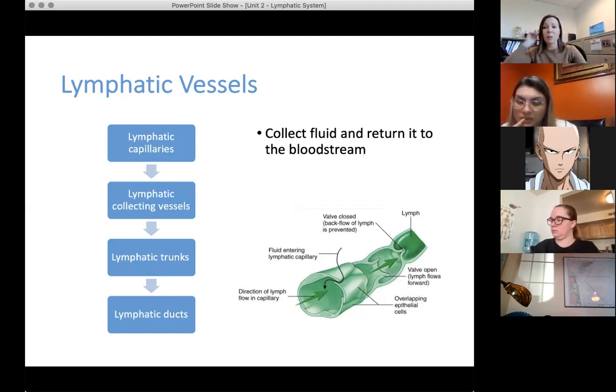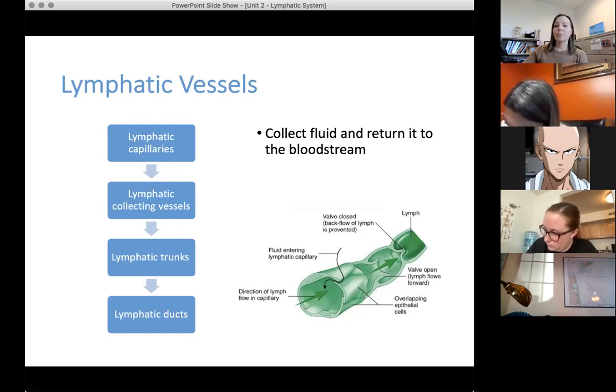This is where you have a space for a description in your outline. You can write that these are microscopic, so they're very small, open-ended vessels that collect excess interstitial fluid.